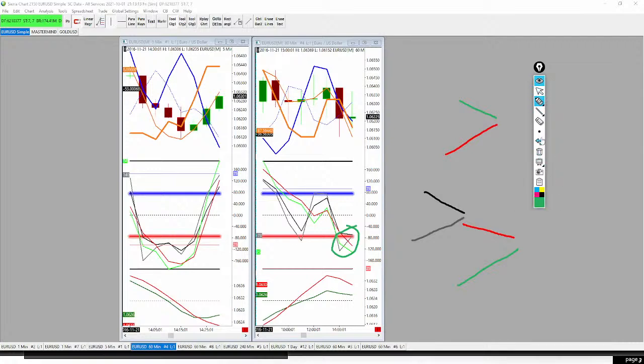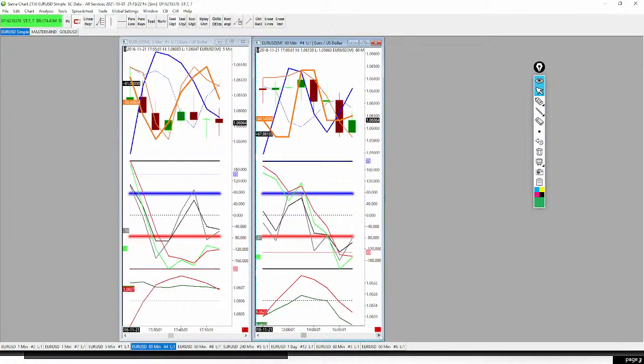Now, the hiccup pattern has 3 other elements, 3 other indications that you want to consider, parameters. So one is the hiccup occurring oversold, below this red line, or overbought. If it's overbought, it's going to be in reverse. So if you flip that, then green would be down, red would be up, instead of green up, red down, right? Not crossed or touching.